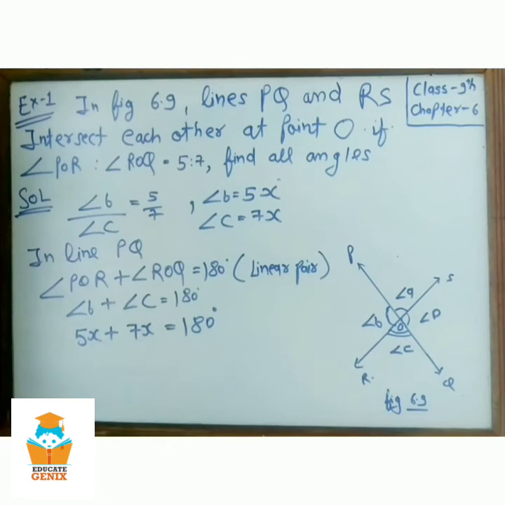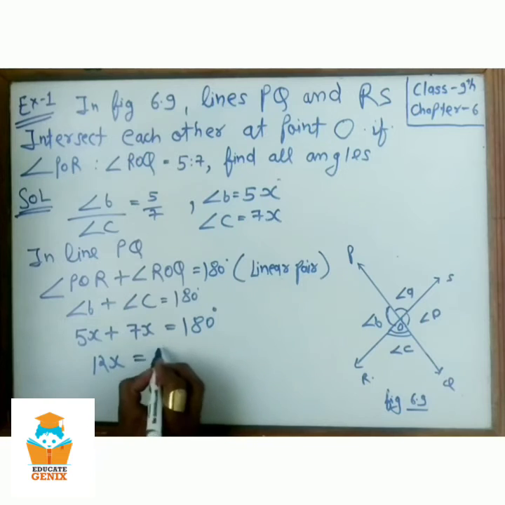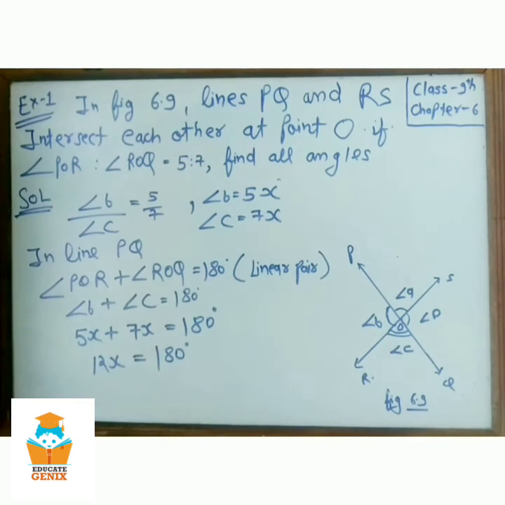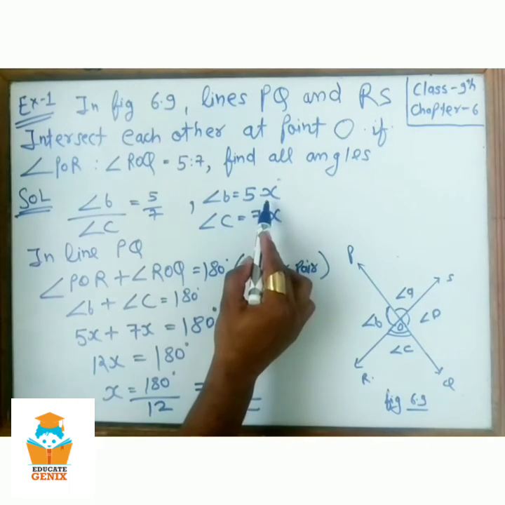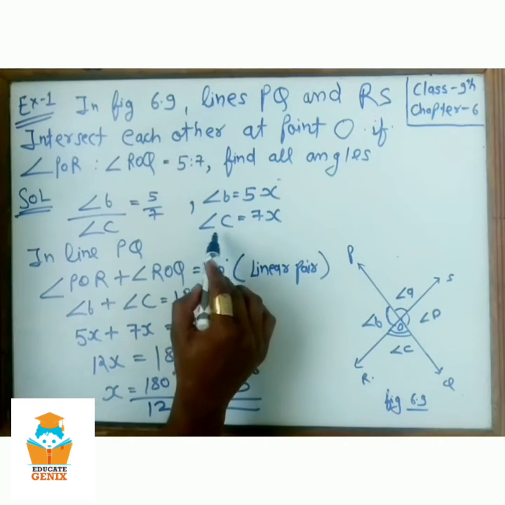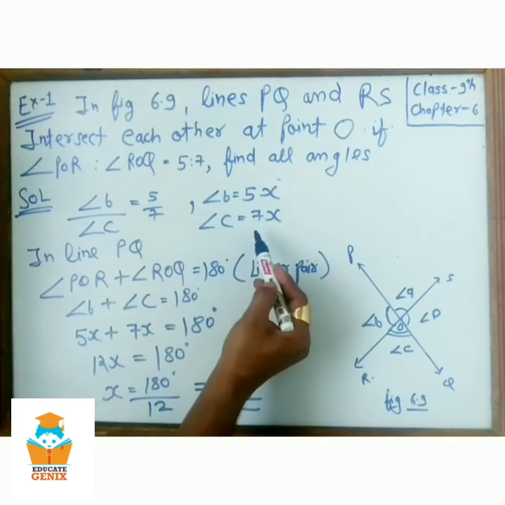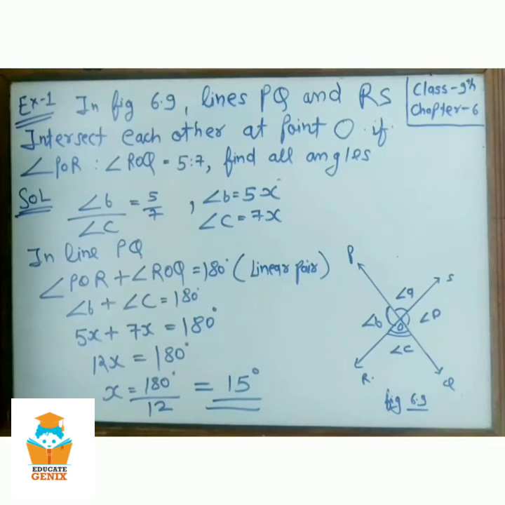5x plus 7x is 12x, which equals 180 degrees. Therefore, we shift 12 to the other side. So x equals 180 degrees divided by 12, which equals 15 degrees. I hope you got this much. So on the next page we are going to put this x value in angle B, which is 5 into x, which equals 5 into 15, and in angle C, which is 7 into x, which is 7 into 15. Let's see on the next page.